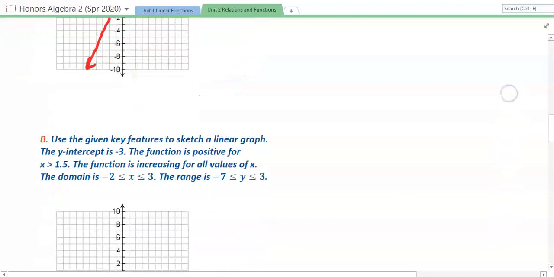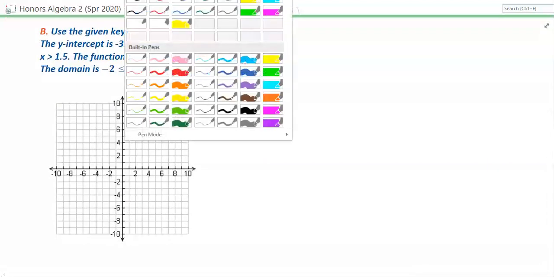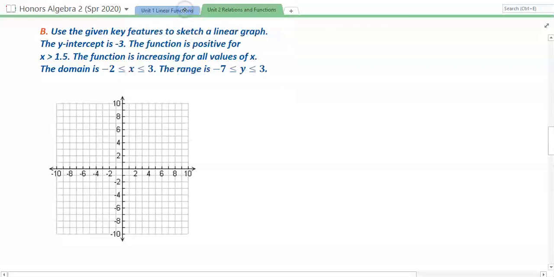So let's look at a second function. This one's a little bit different in that we're restricted in our domain and range. And so we're going to start out with the same pieces. We've got a y-intercept of negative 3. So we're going to take our y-intercept of negative 3. We're told it's linear. The function is positive for when x is greater than 1.5. So at 1.5, I'm going to be crossing the x-axis. And I know from this point on, it's this way. Again, we're linear, so I know I can connect these 2 points and start to make a line.